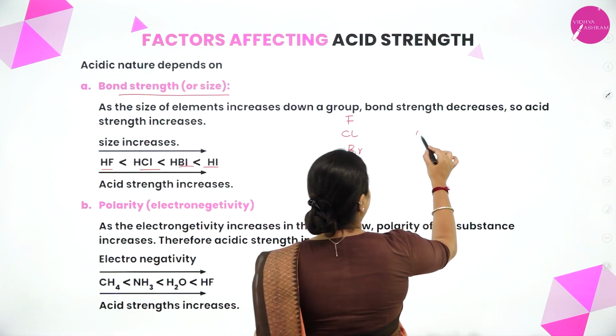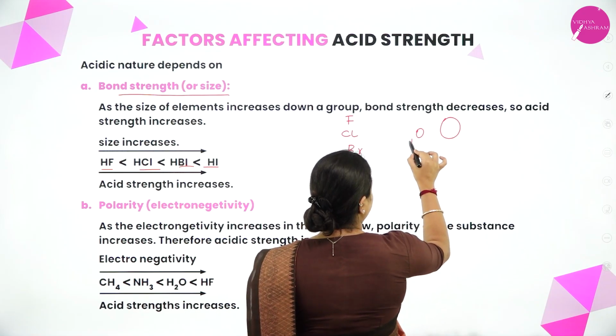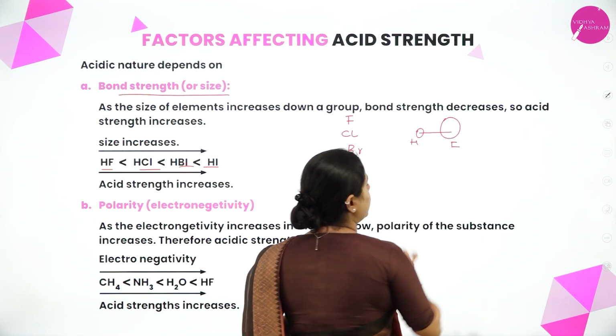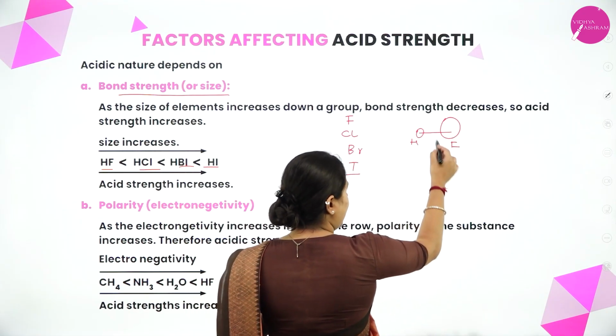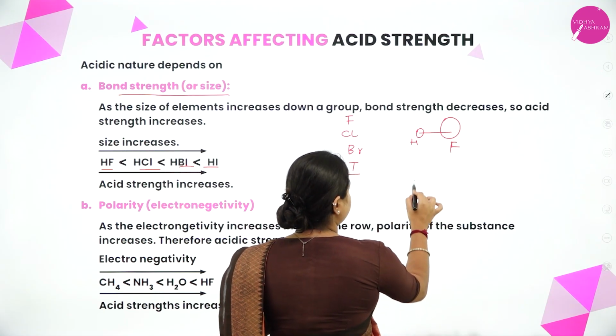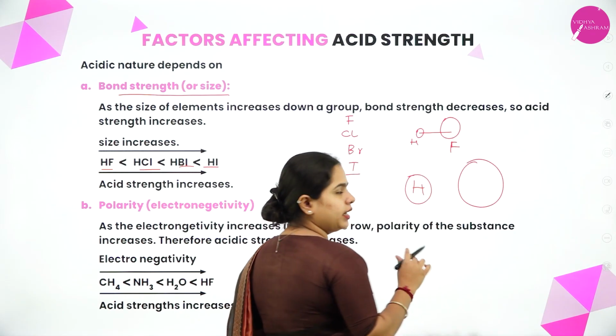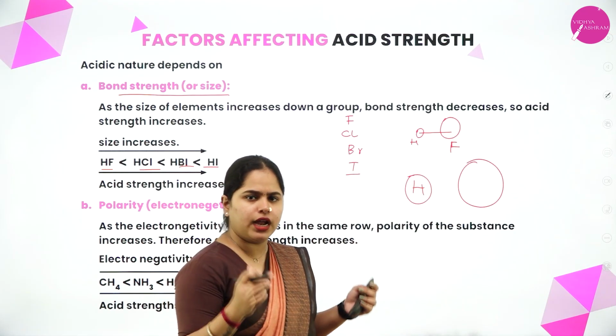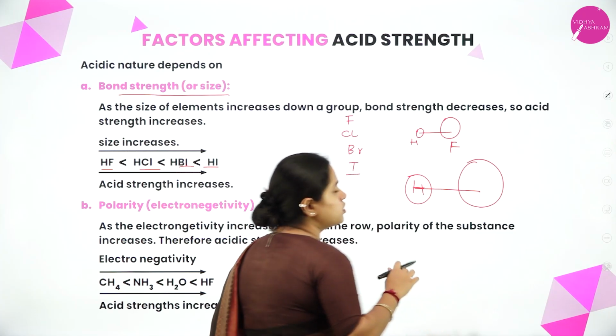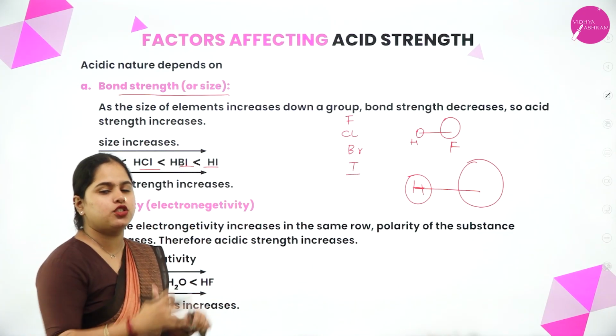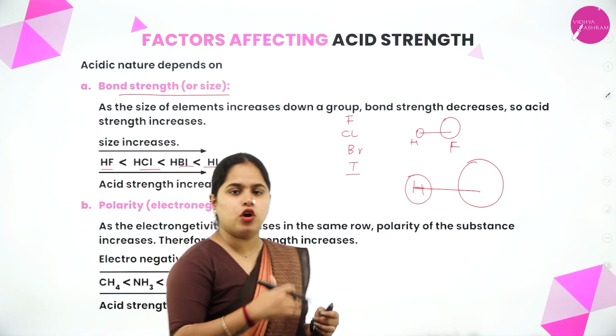If I draw H and F, let this be H and let this be F. This will be the bond length. As we move down the group, for H and I, the atom will be bigger. As we move down the group, the size of the atom increases, so of course the bond length increases.